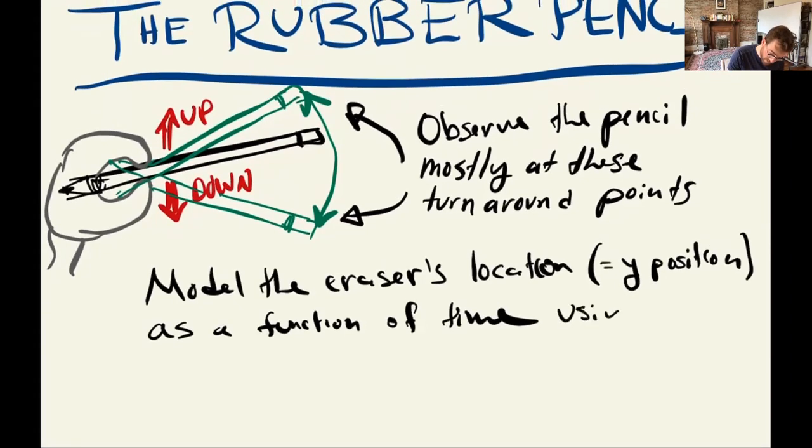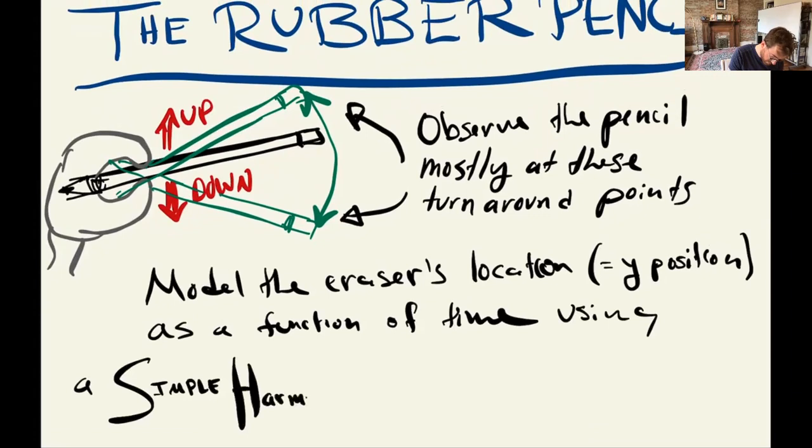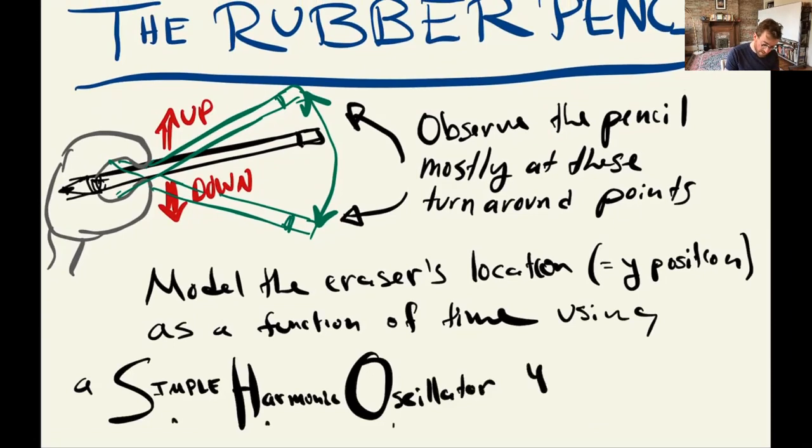Using what's called a simple harmonic oscillator, SHO, which just means that y of t looks something like y0 times sine of t.